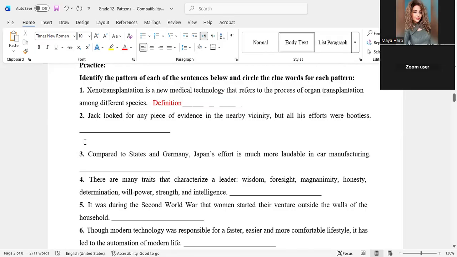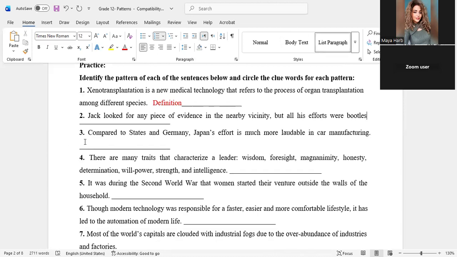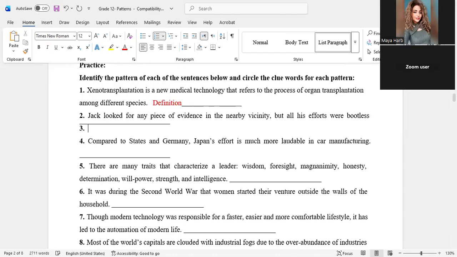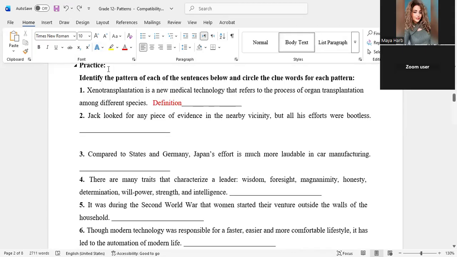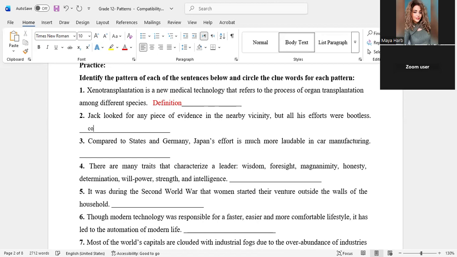What's going on here? Sorry, just a second. I don't like to work on Word. It's better if I write it as a PDF. In all cases, I'm gonna write it here, okay? Contrast. Okay.